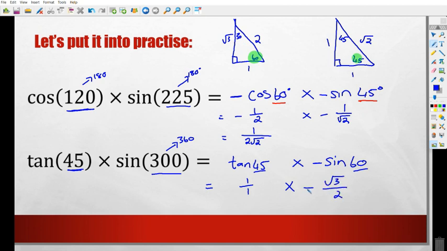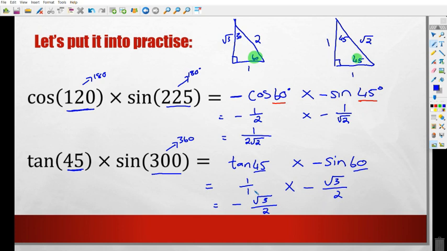And please don't forget about that negative, guys. A lot of guys forget about these negatives that are attached here. Don't forget about them. So now we've got 1 multiplied by negative square root 3 over 2, which is negative square root of 3 over 2.